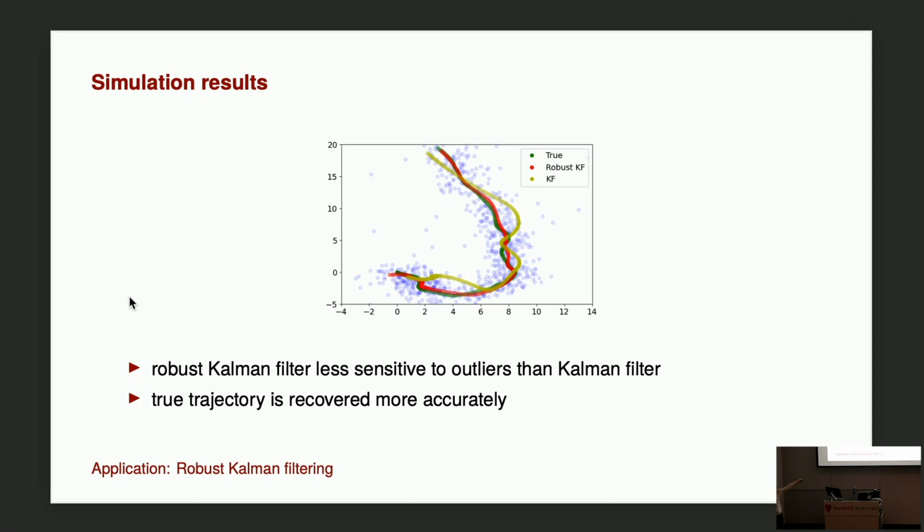Here's our data. All the blue measurement points are the measurements you get over time. The true trajectory of the vehicle is the green line. The robust Kalman filter follows it closely on the red line. And the original Kalman filter gets distracted by all these outliers and ends up having these huge deviations from the green line. So it worked quite well at being able to correct it.